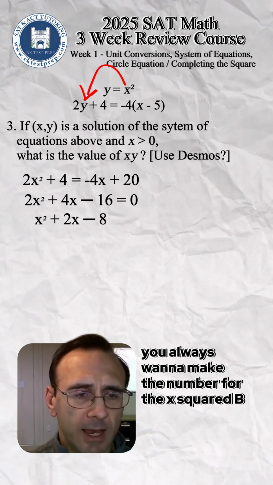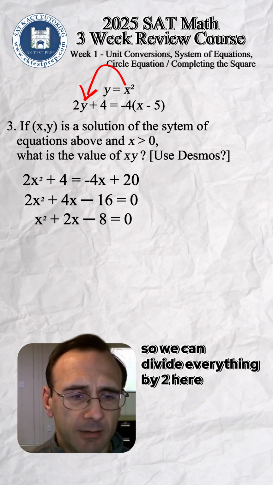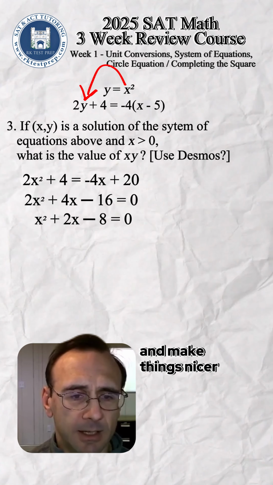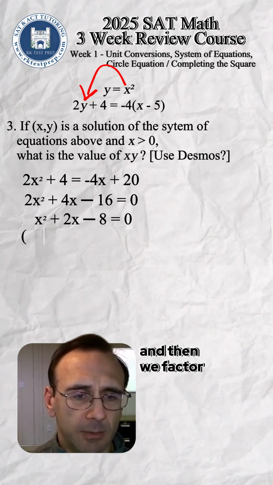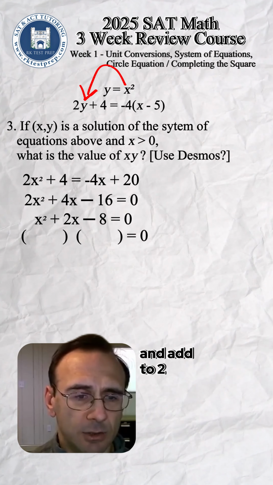You always want to make the number in front of the x squared be a 1 if possible, so we can divide everything by 2 here. It's going to make things nicer. And then we factor. We need two numbers that multiply to -8 and add to 2.